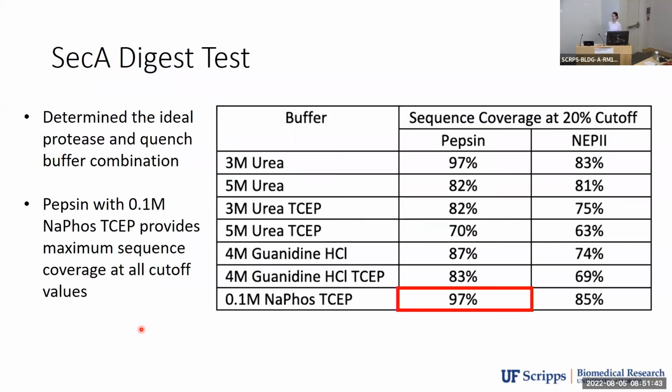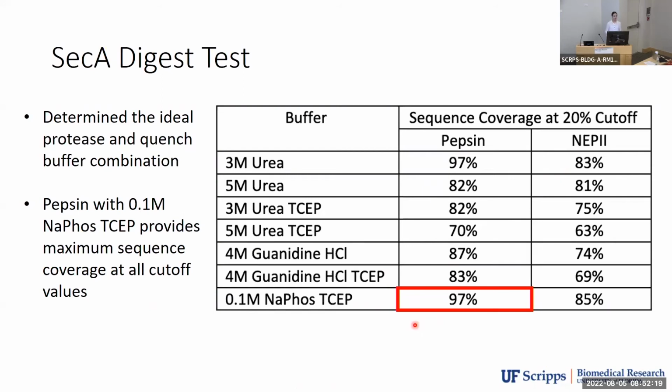The first preliminary experiment that we performed was a digest test with protein SaKe. This was used to determine the ideal protease and quench buffer combination for use in HDX-MS. We tested 7 buffers and 2 proteases, including pepsin and NEP2. We did this by running the protein, the buffer, and the protease through mass spectrometry, and then analyzing the results using Mascot data analysis. We found that 0.1 molar Na-phos-TSAP, when combined with pepsin protease, provided the maximum sequence coverage of protein SaKe at all cutoff values.